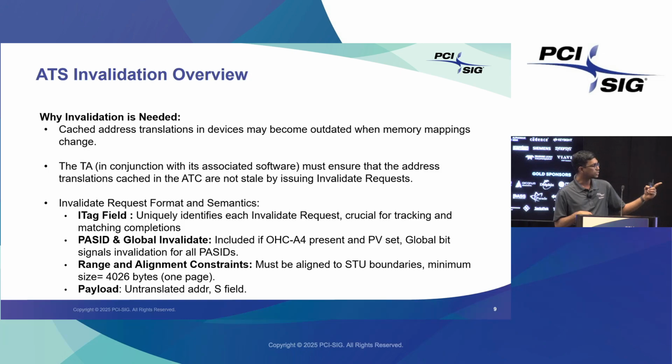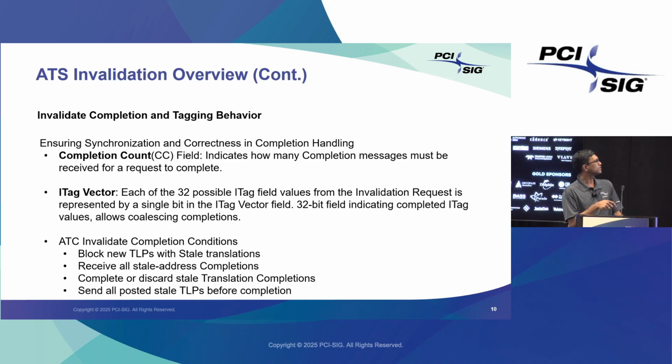This invalidation supports not only a 4K page size. We have an S-bit mapping internally to indicate not only 4K but much larger regions, like 5G, 6G, however much memory region you want to clean. We have that capability inside this invalidation request. The payload usually carries the untranslated address to clear that memory. Other fields like completion count and I tag vector are also important in the invalidation request.